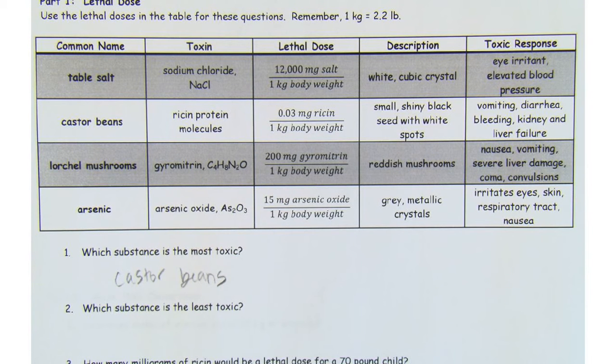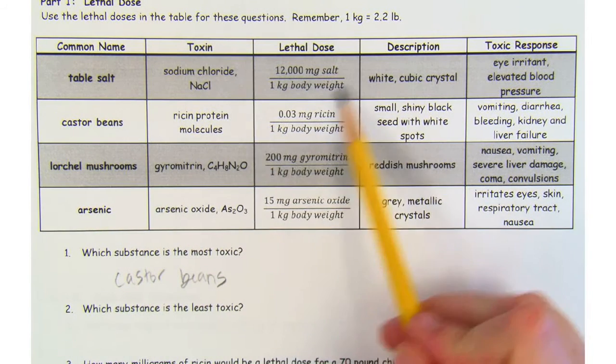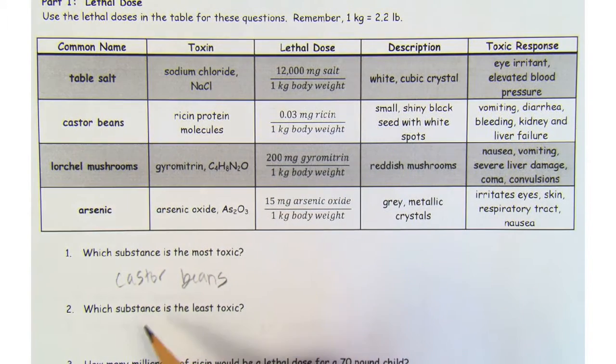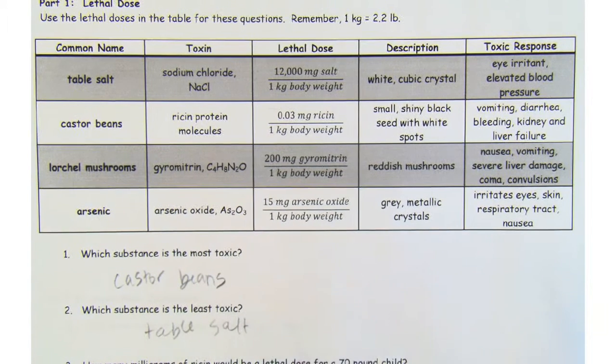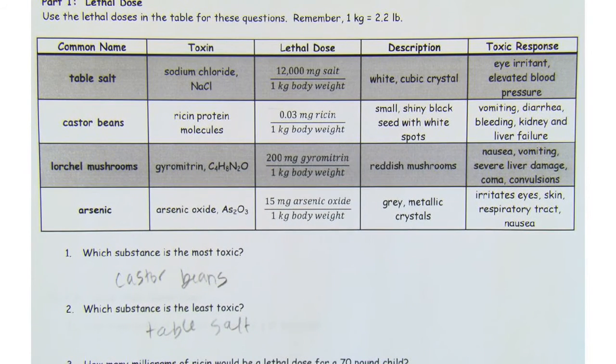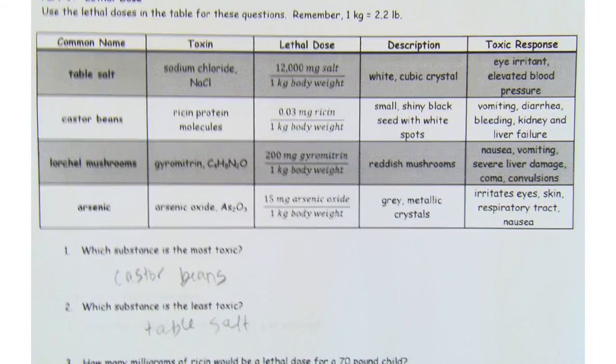Which substance is the least toxic? Well, it's the one you need the most of in order to get a response, and that would be table salt. Which makes sense because I eat salt all the time and I'm still alive, so it doesn't make sense that a small amount would kill me.